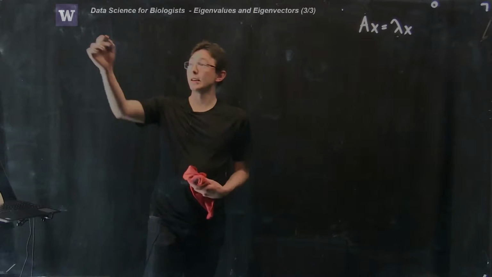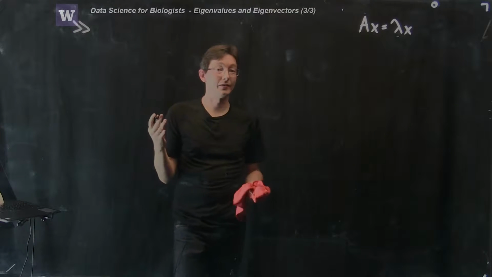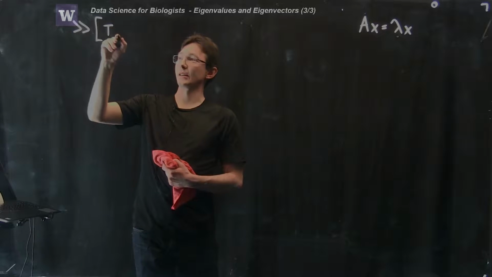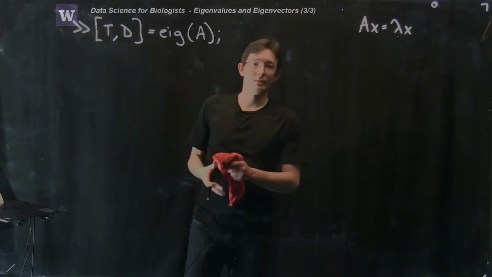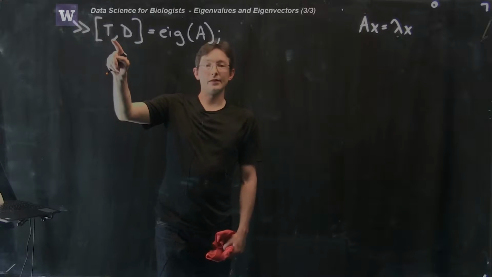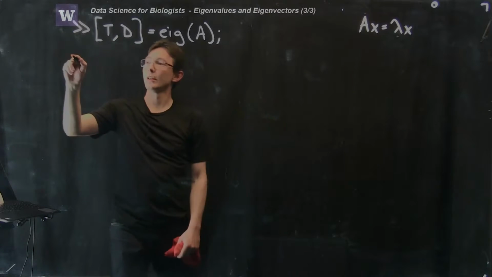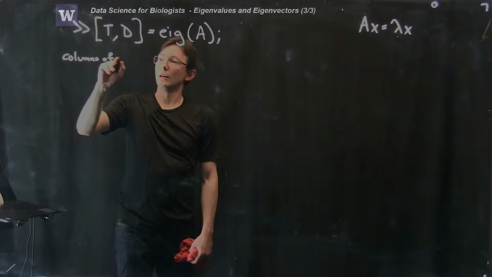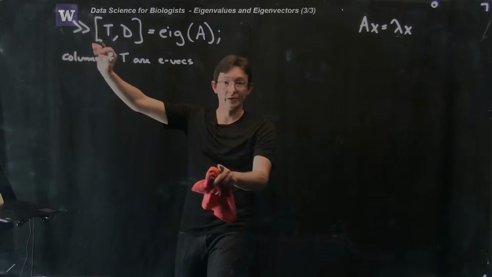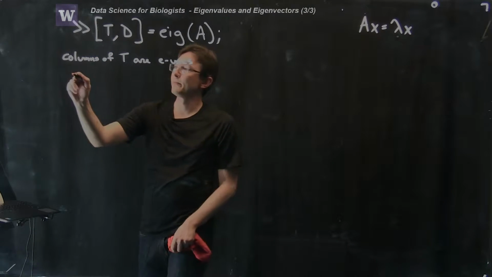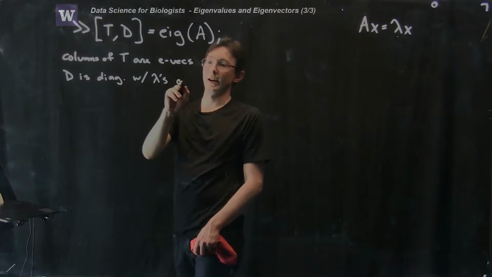It turns out, as in most things in math, that's much easier in Matlab. So in Matlab, this is really, really easy to find these eigenvalues and eigenvectors. I just type in this command, T comma D equals eig of A, semicolon. What this does is it gives me two matrices, T and D, and the columns of T are my eigenvectors. And D is a diagonal matrix. It's only got entries on the diagonal, zeros everywhere else. So D is diagonal with lambdas on the diagonal.